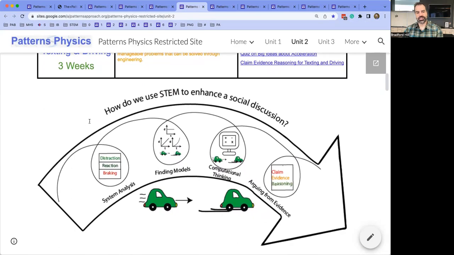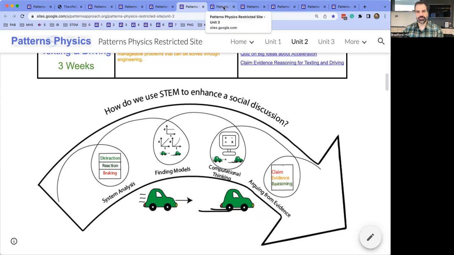And then this one really is focused on how do we use STEM to enhance a social discussion around texting and driving. So a neat unit. System analysis is introduced for the first time here. And that's that idea that we really think about what is in the system and how do we break it down into smaller, more manageable parts and productively move forward.